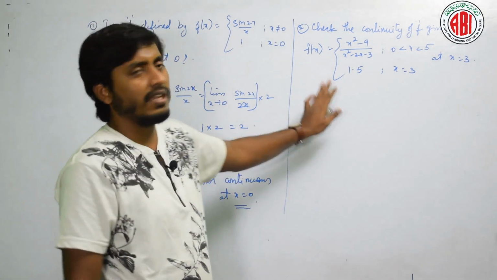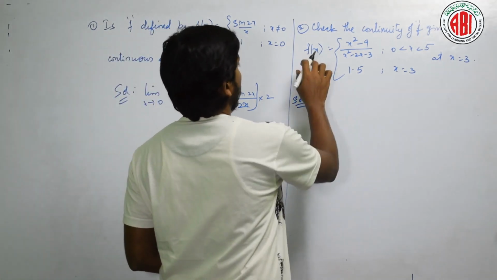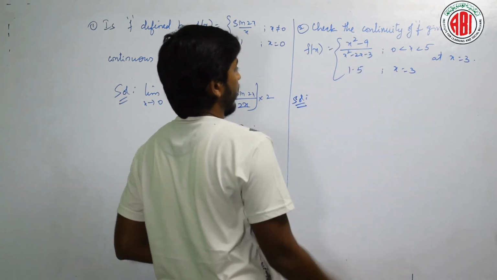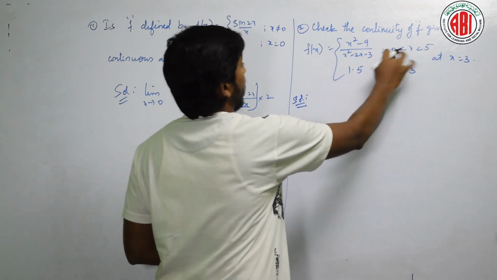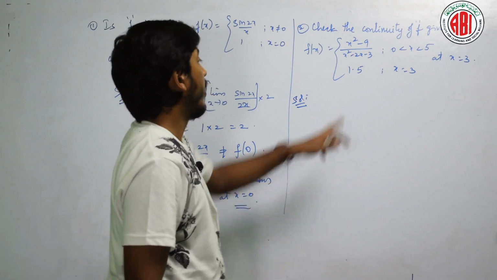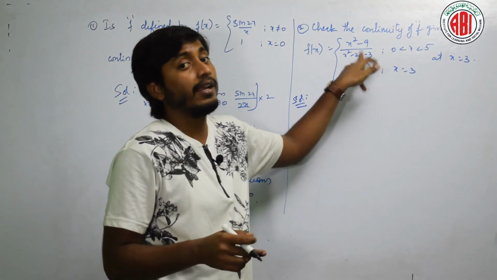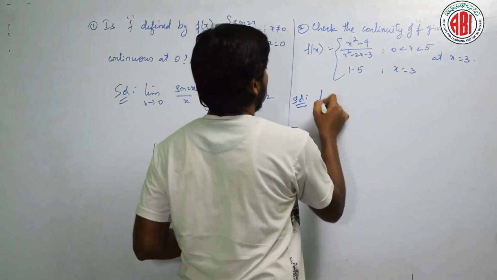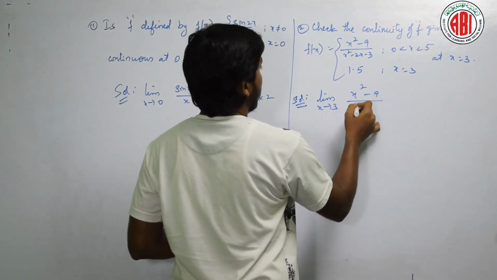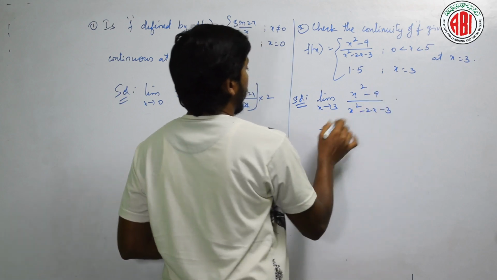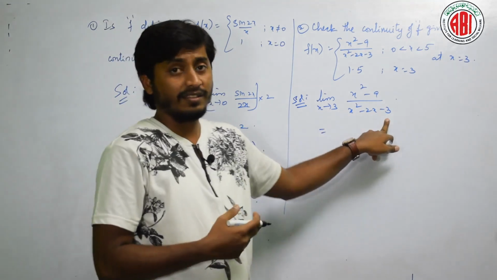Okay. Let us do the same thing for this problem. How to do? Here also f of x has different cases. This is f of x is equal to x square minus 9 by x square minus 2x minus 3 for x not equal to 3, and 1.5 at a particular value of x, which means we have to find the limit of this function as x tends to 3. That is, limit x tends to 3 of x square minus 9 by x square minus 2x minus 3. 3 square minus 9 is 0. In the denominator, 9 minus 6 minus 3, again this is also 0.